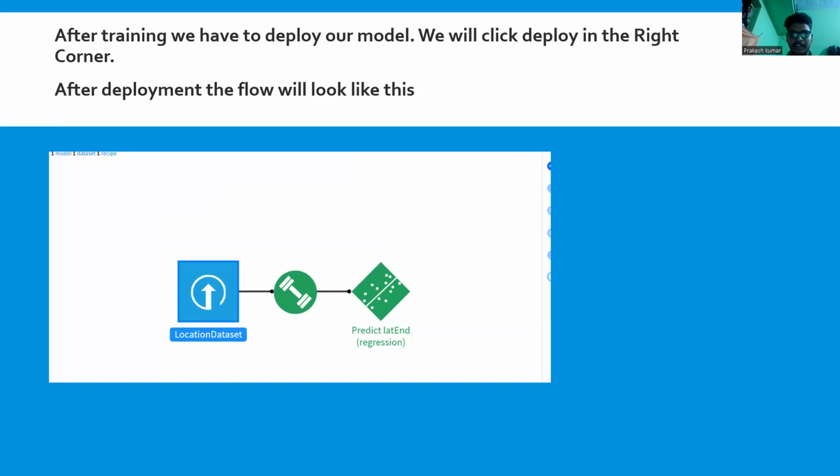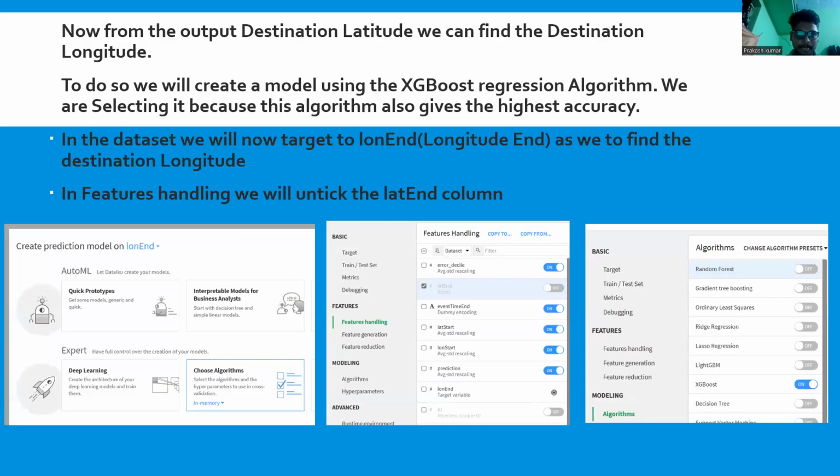So after training, we have to deploy our model, and for deployment, we have the option in the right corner. After deployment, the flow will look like this. Now we will create another model using the XGBoost regression algorithm. We selected it because the algorithm has the highest accuracy on the data set. We will now target the long end, as we have to find the destination longitude. In feature handling, we will untick the lat end column.